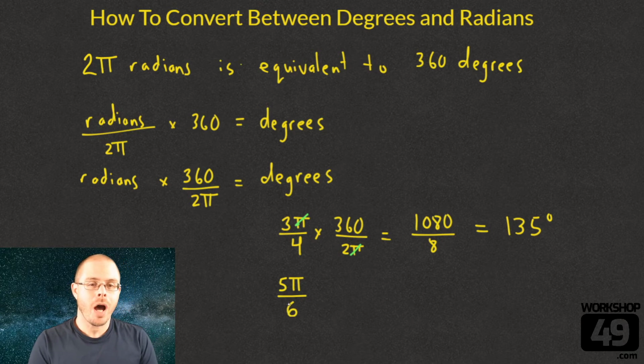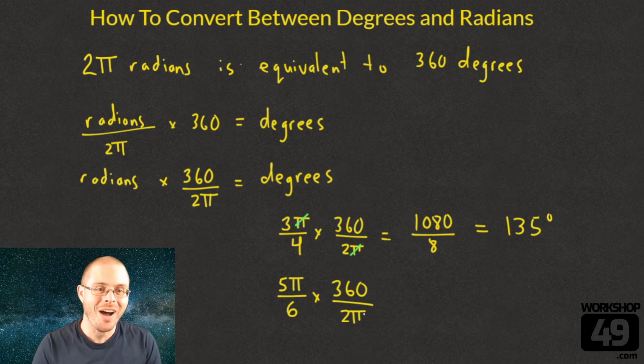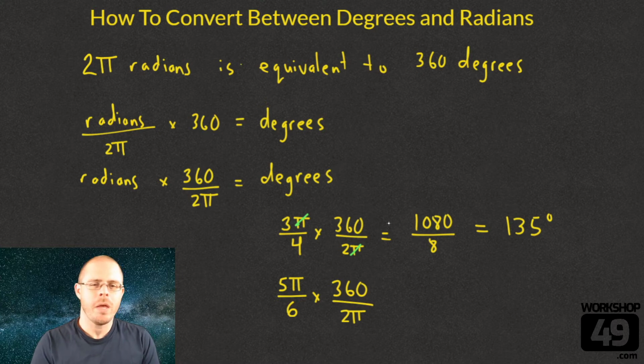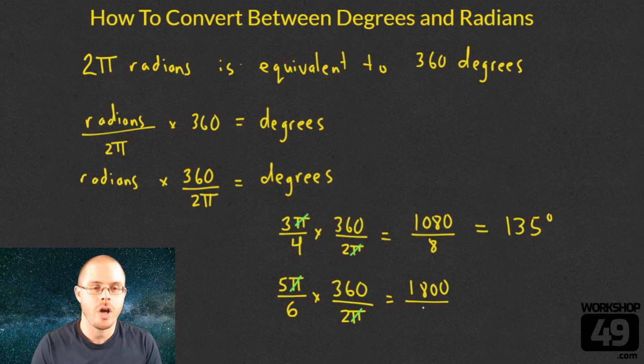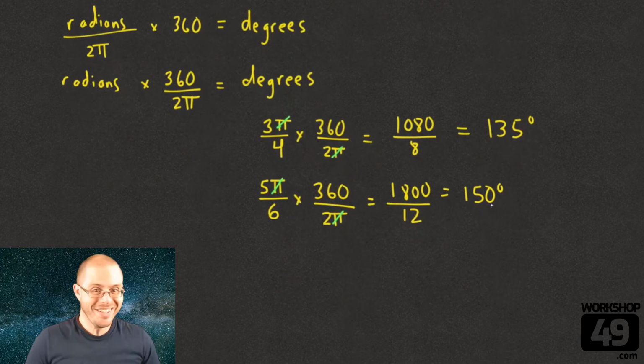Another example. If we had 5 pi over 6 radians, want to convert this into degrees. So we multiply by 360 over 2 pi. Just like before, because you're doing it like this, just cancel the pi's out. Pi's gone. We're going to multiply these fractions top to top, bottom to bottom. 5 times 360 is 1800 on the top. 6 times 2 is 12 on the bottom. 1800 divided by 12, 150 degrees. Okay, you're going to get the hang of this.